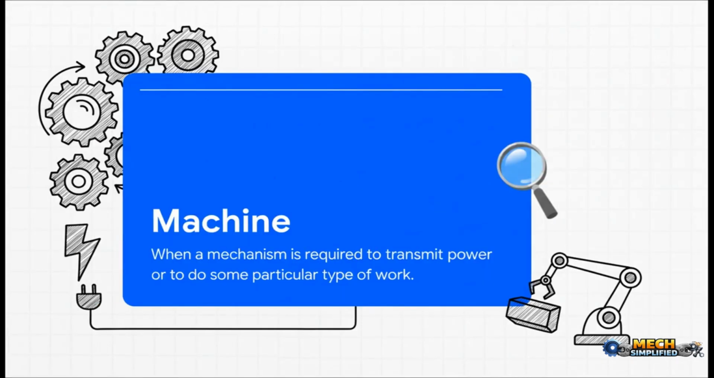And what's the final step in this evolution? Well, you take that mechanism, you give it a source of power, like an engine or a motor, and you give it a job to do. At that point, it finally becomes a machine. So you can think of it this way. A mechanism is the idea, the concept of a motion. A machine is that idea put into the real world to actually get something done.